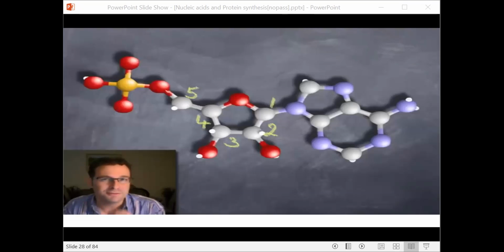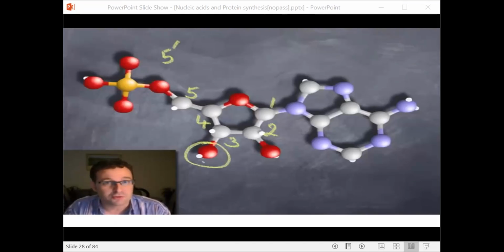Now you'll notice that the phosphate is attached to carbon number 5, and that gives us our 5' end of this nucleotide. The 3' end is where this hydroxyl group is, this oxygen with a hydrogen on it. That's our 3' end because it's attached to the 3rd carbon. Does that make sense?